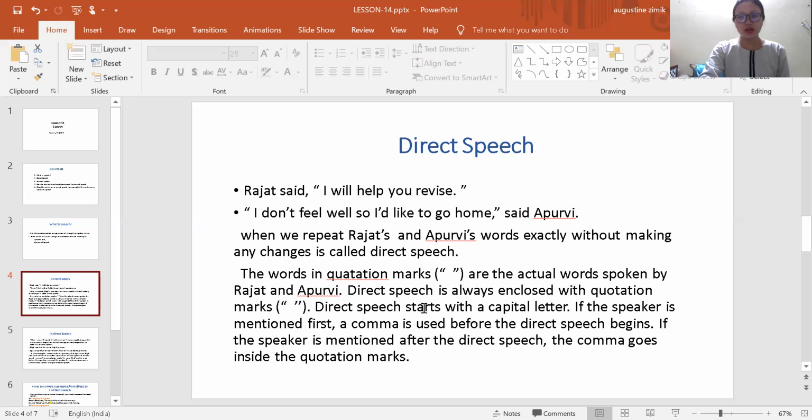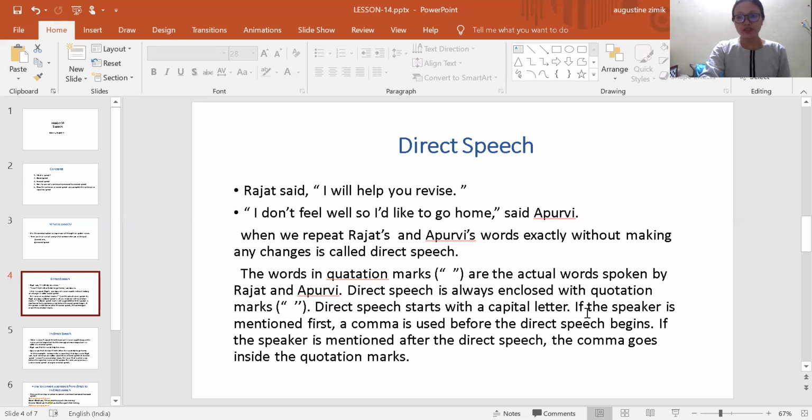Direct speech starts with a capital letter. Here, did I start with capital? Yes. I is in capital. Even here is also in capital. The beginning of the spoken words are always in capital.